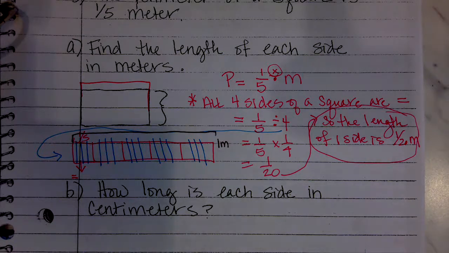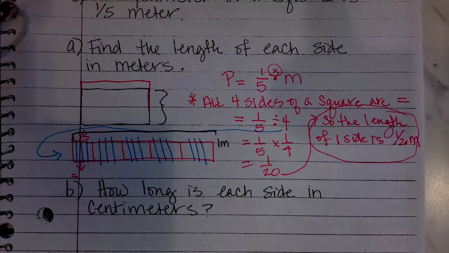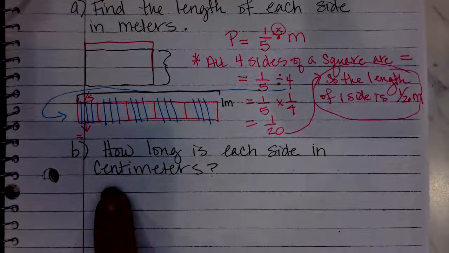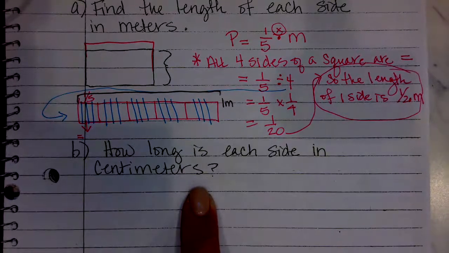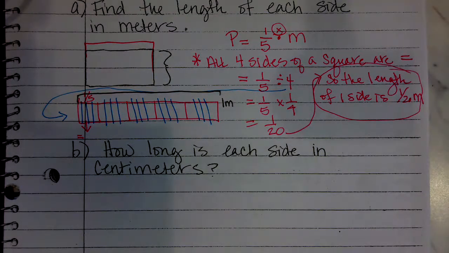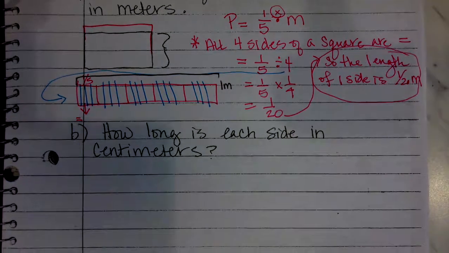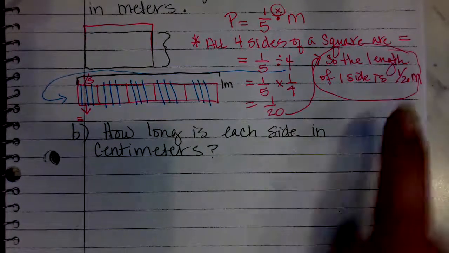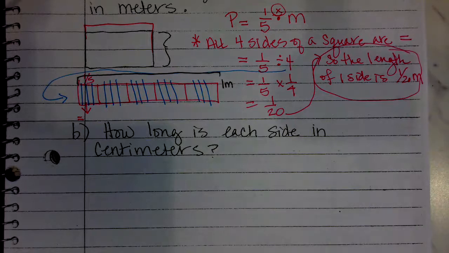Now, if we know that one side is 1/20th of a meter, how long is each side in centimeters? Okay, so what do we know about centimeters? So now I want you to attempt this problem by taking your 1/20th and turning it into centimeters. Tell me what you get.